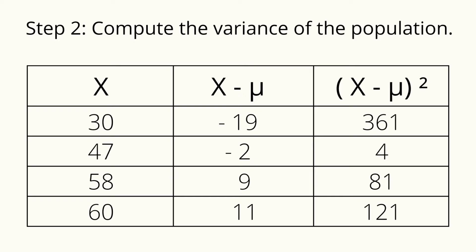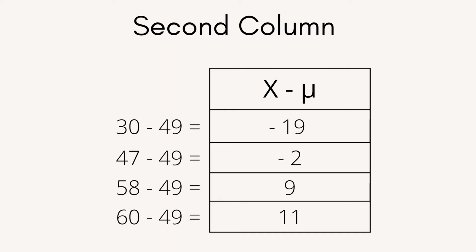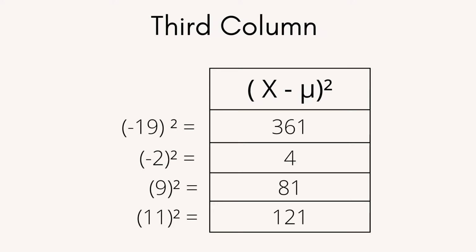As previously stated, the second column will contain the difference between the elements of the population and the population mean, which again is 49. So 30 minus 49 equals negative 19. 47 minus 49 equals negative 2. 58 minus 49 equals 9. 60 minus 49 equals 11. In the third column, we'll square each of the numbers from column 2. So negative 19 squared equals 361. Negative 2 squared equals 4. 9 squared equals 81. 11 squared equals 121.